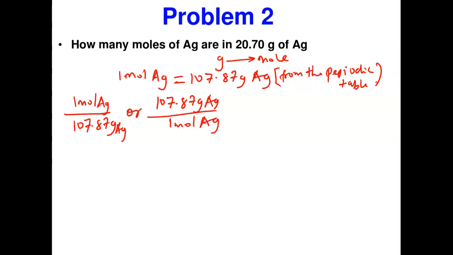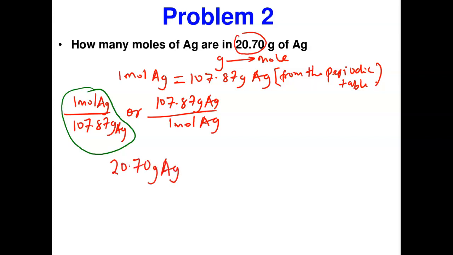Now, I'm going from grams to mole, which means my mole has to be on top. So using this one will be the correct thing at this point in time, and that is what I'm going to use. Again, you can draw a table, you don't have to. I'm going to start from the given, 20.70 grams of silver. Now I'm going to use this, and that makes sense because the grams are down and will easily cancel with the given.